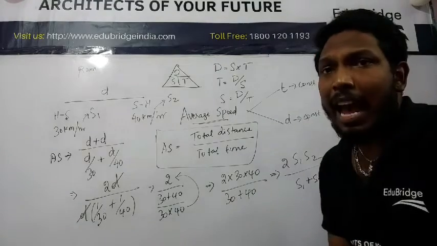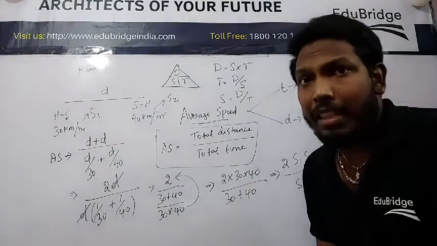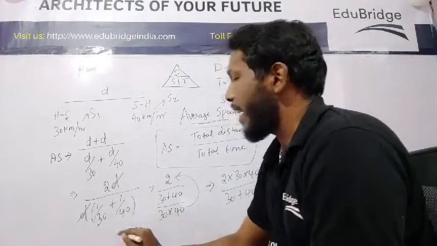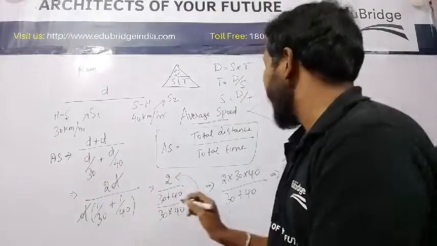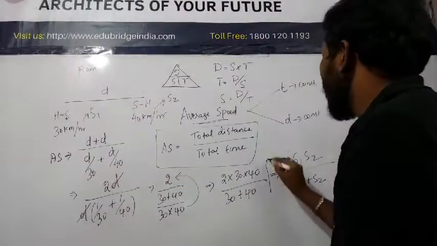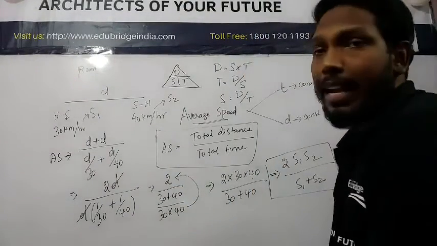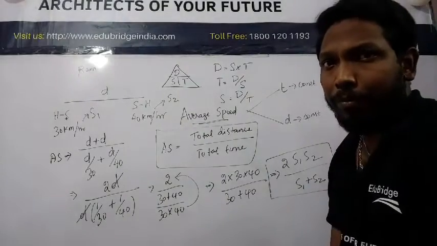From this, I can understand one thing: when distance is constant, I'll get a formula which is 2 S1 S2 by S1 plus S2.